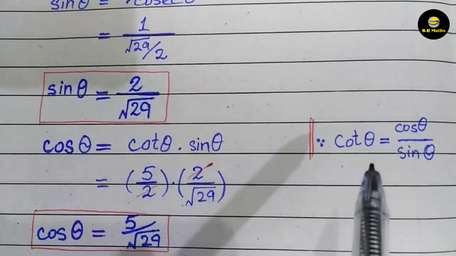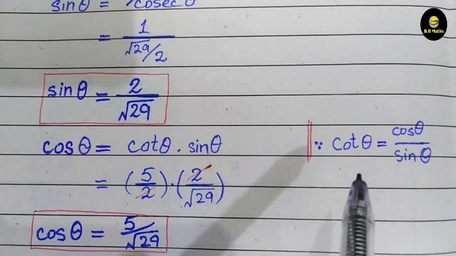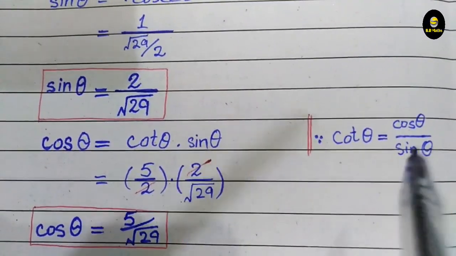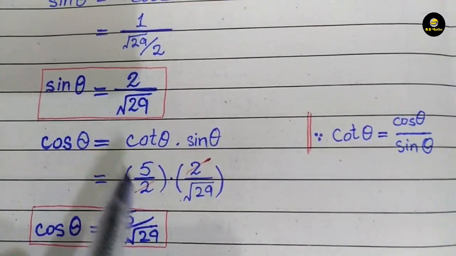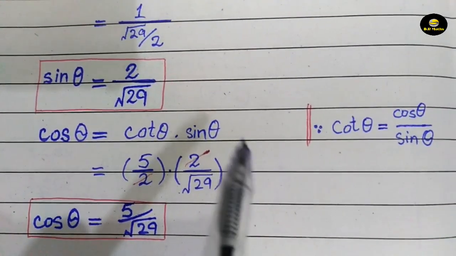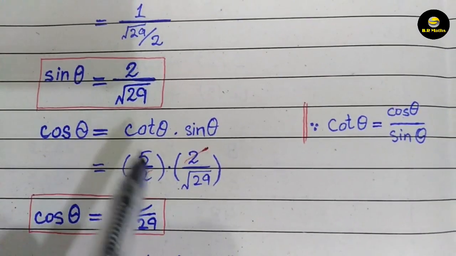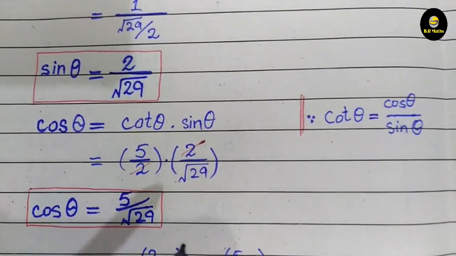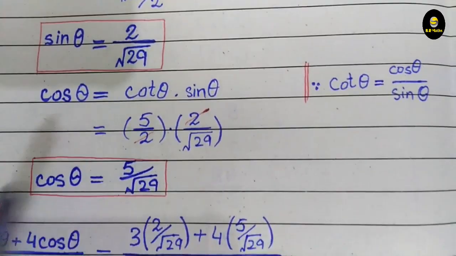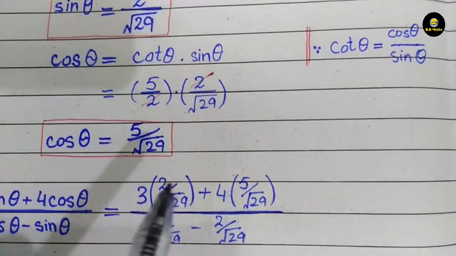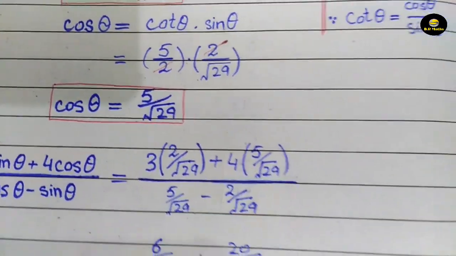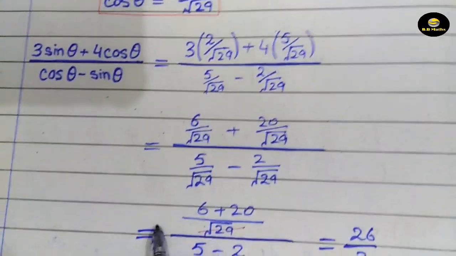And by using the formula of cot is cos over sine, from this formula cos theta is equal to cot theta into sine theta. Put the values of cotangent and sine theta: 5 by 2 and 2 by square root 29. 2 cancels with each other and cos theta is equal to 5 by square root 29. So student, sine and cos both values are given.